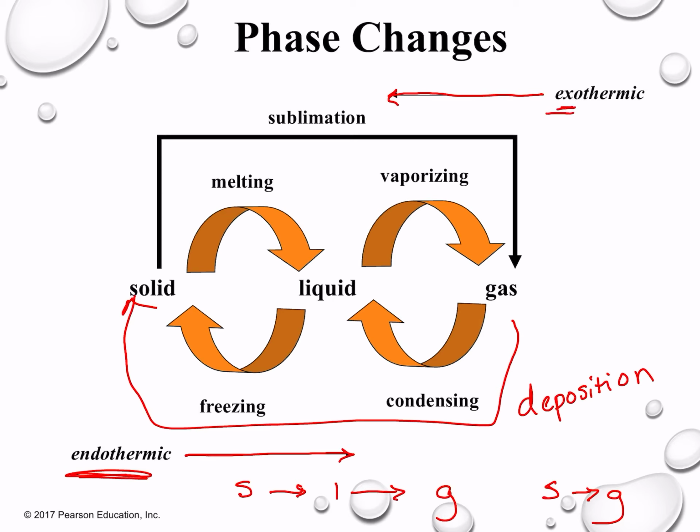So heat is exiting your stuff. It's cooling down, right? Heat is exiting. So that is exothermic. So be really careful. This is something people get wrong all the time, whether these phase changes are exothermic or endothermic. So be sure to study up on that.